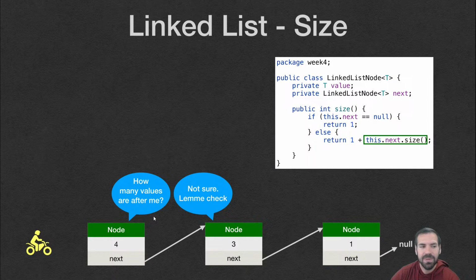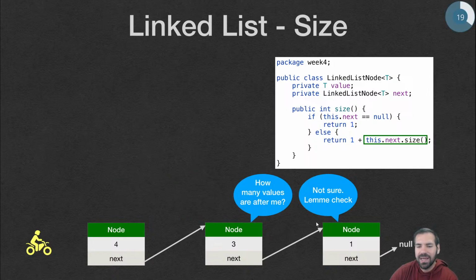It is what happens. But so this node's going to ask the next node. This node's going to say, well, my next isn't null, so I have no idea what's going on after me. I'm just going to ask the next node, hey, how big are you? What's your size? And make that recursive call again.